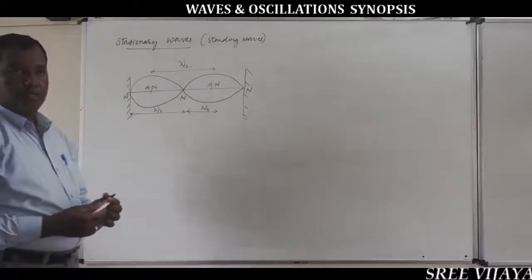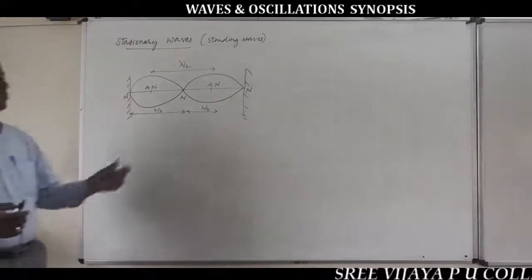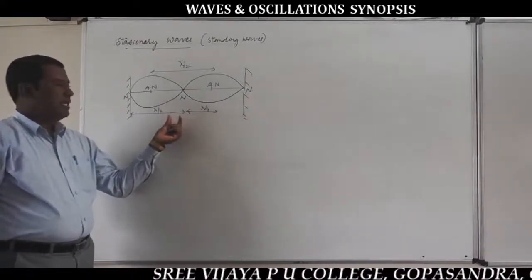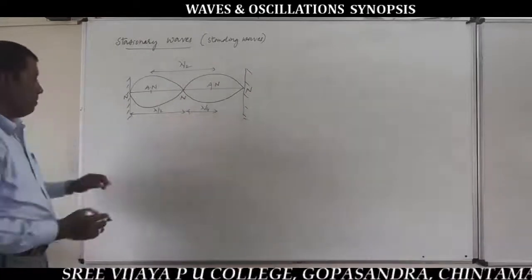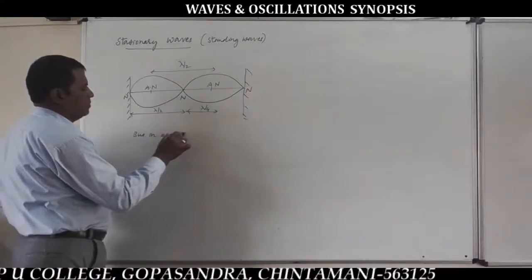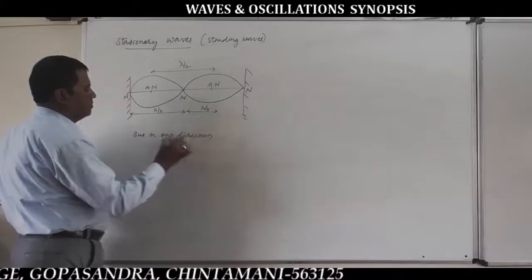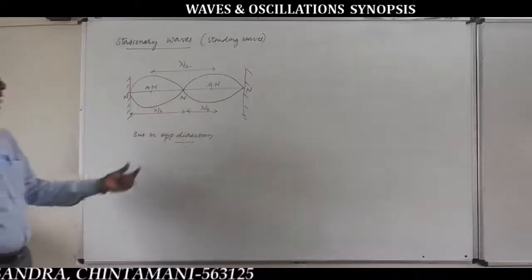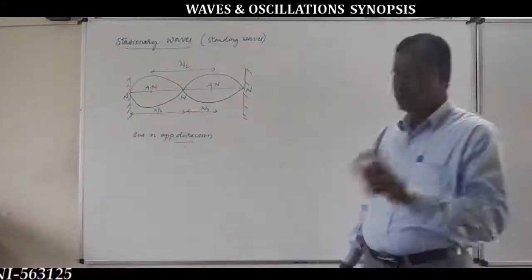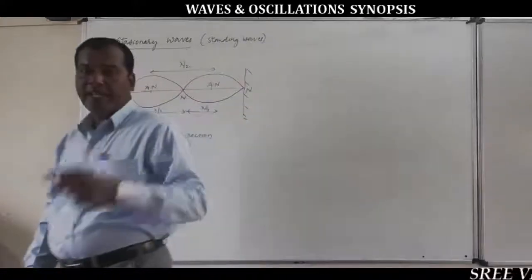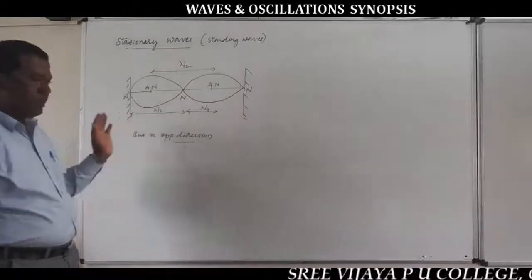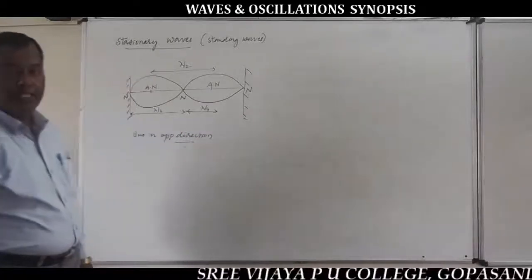Stationary waves are produced due to superposition of two identical waves having the same frequency and amplitude, traveling with the same velocity but in opposite direction. So stationary waves are generated due to superposition of two identical waves. Identical in the sense they should have the same frequency and amplitude, traveling with the same speed but in opposite direction.